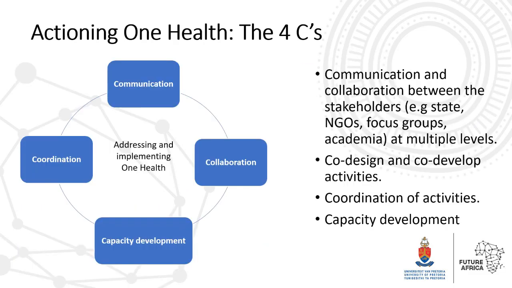Now, in addressing these health challenges and also implementing One Health solutions, we need to be guided by One Health pillars that have been published in the One Health Joint Plan of Action. And these include communication and collaboration between the different stakeholders, be it the state, the NGOs involved, focus groups at community level, the research sector, and also the private sector. And this really helps to create an environment where there is a co-design and co-development of activities to address existing challenges. And these activities need to be coordinated at the different levels. And parallel to that, there needs to be capacity development, whether it's the strengthening of existing capacity or development of new capacities to address challenges.